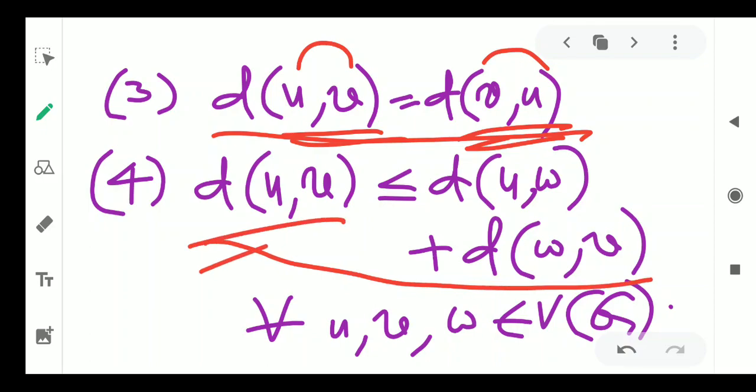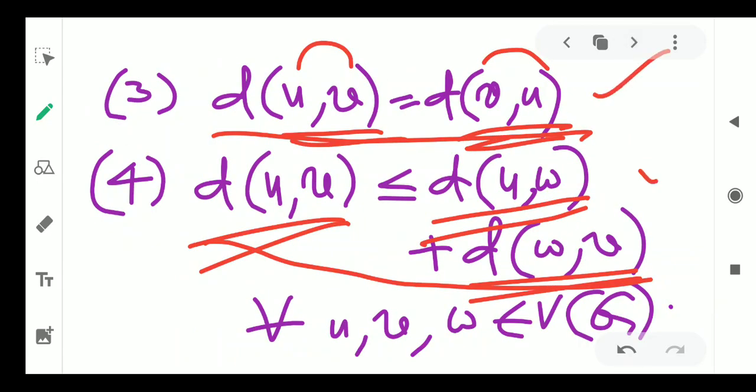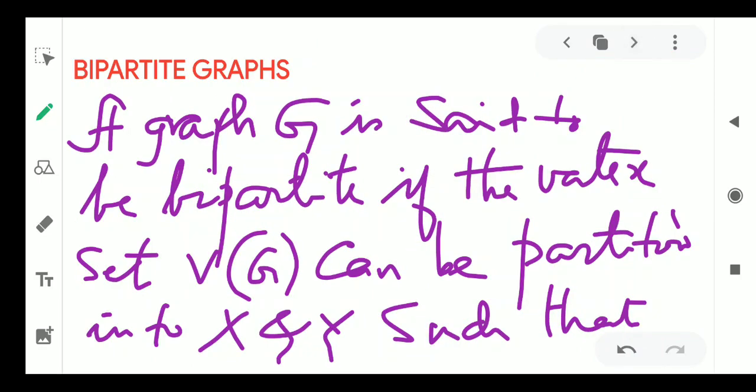Then this one is what we call the triangle inequality. Distance between u and v must be less than or equal to distance between u and w plus distance between w and v for all u, v, w. So the last one is called triangle inequality. So once again, these 4 conditions hold good for any distance metric. That is true in the case of graph distance also. In a connected graph, this will be a metric that you can check.